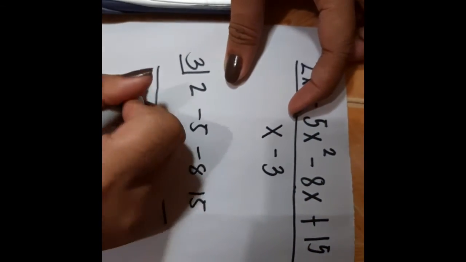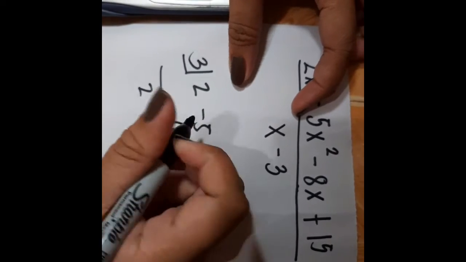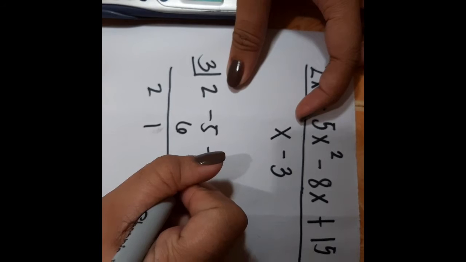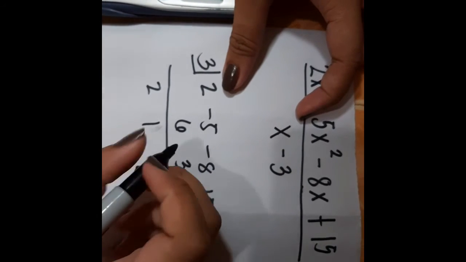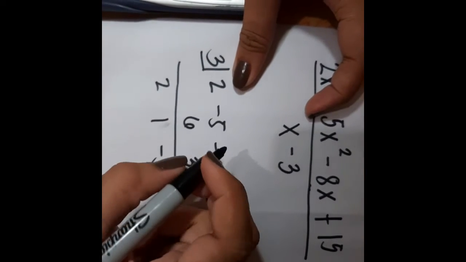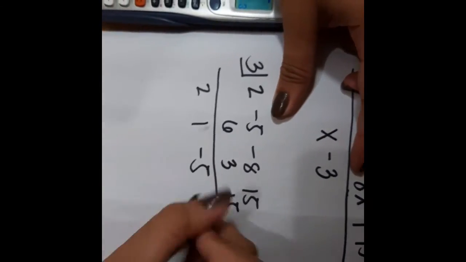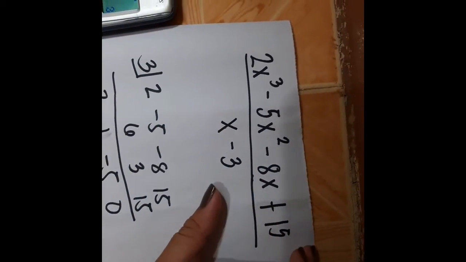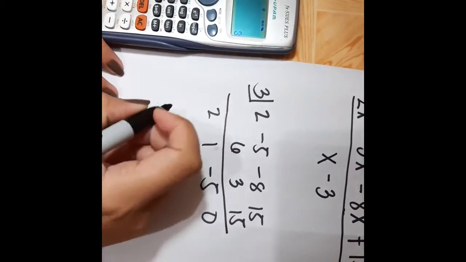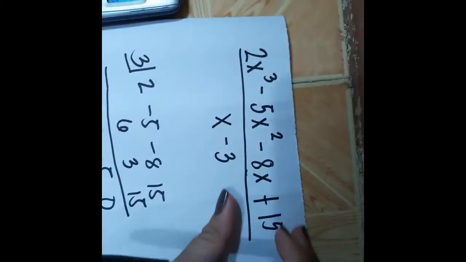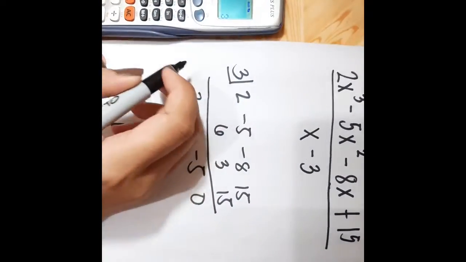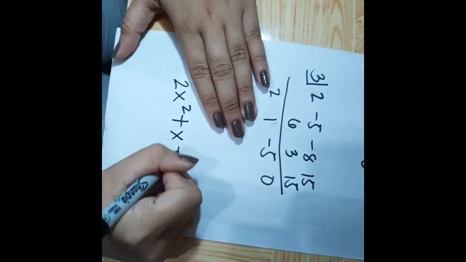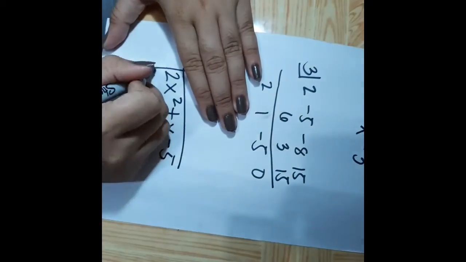Bring down 2. 2 times 3 is 6. Negative 5 minus 6 is negative 1... 1 times 3 is equal to 3. So negative 8 minus 3 is equal to negative 5. And negative 5 times 3 is 15. So 0. These numbers are the coefficients of our problem. So the final answer, the factors of this equation, is 2x squared plus x minus 5. So this is the final answer.